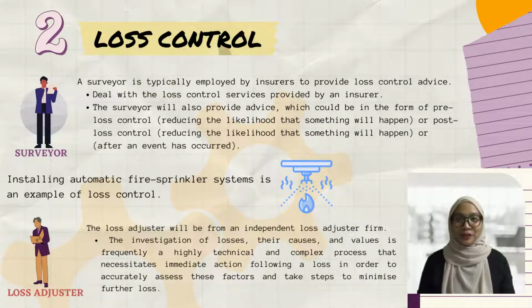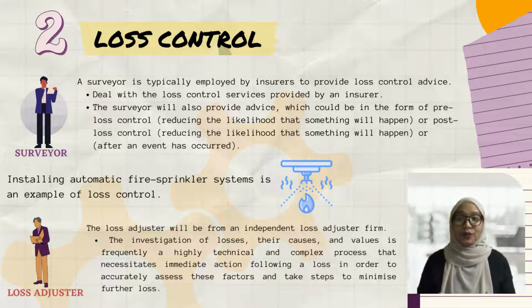The next benefit of insurance is loss control. A surveyor is typically employed by insurers to provide loss control advice. Many insurers hire specialized surveyors for fire, security, liability, and other types of risk. When buyers of insurance meet the surveyor, they will usually deal with the loss control services provided by an insurer. The surveyor will determine the extent to which the insurance company is exposed to risk.